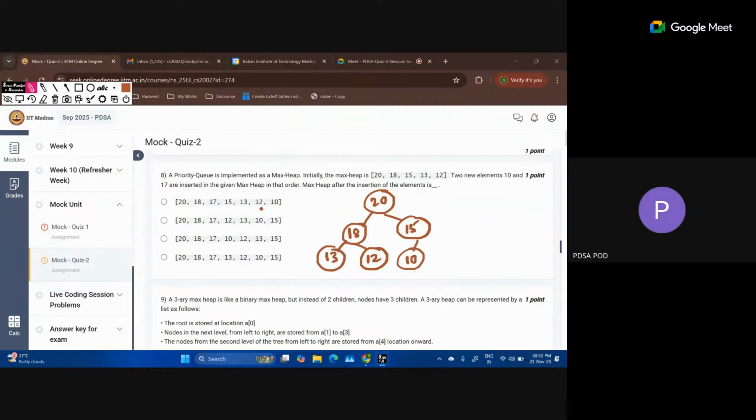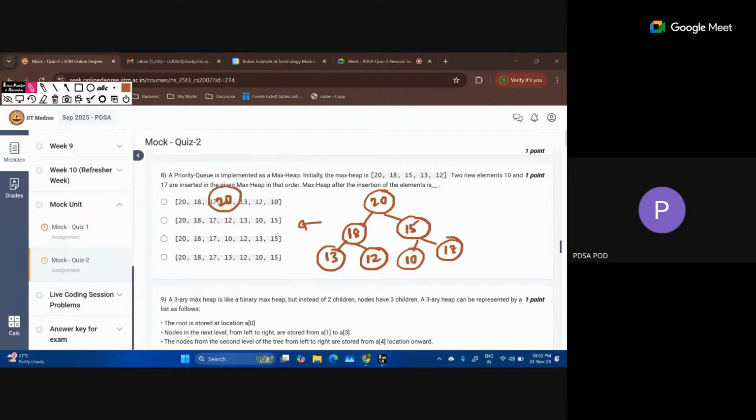Then what do we do? Then insert 17 at the right of 15. Okay, great. So we put 17 over here, and then what? Now we need to do the heapify operation, bubble up. Tell me the steps one by one, and we will finish it off.